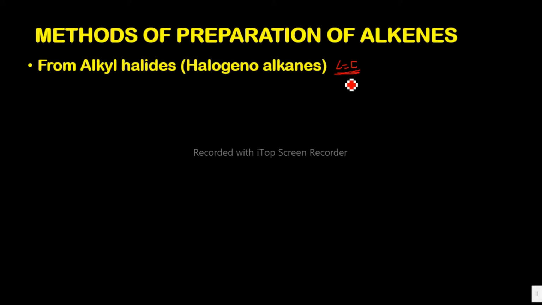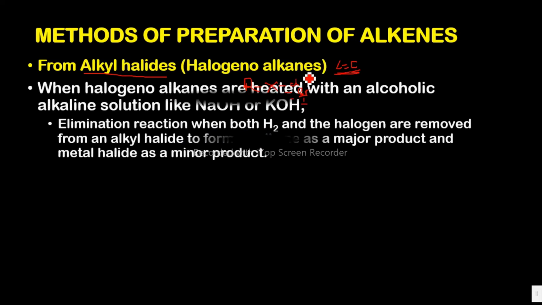Okay? So the first one is, let's see how we can prepare alkenes from alkyl halides. And we say that alkyl halides, it's an alkyl with a halogen. And this halogen can be a chloride, can be a bromide atom, or it can be an iodine or an iodide atom. So from these three, from these alkyl halides, we can prepare alkenes.